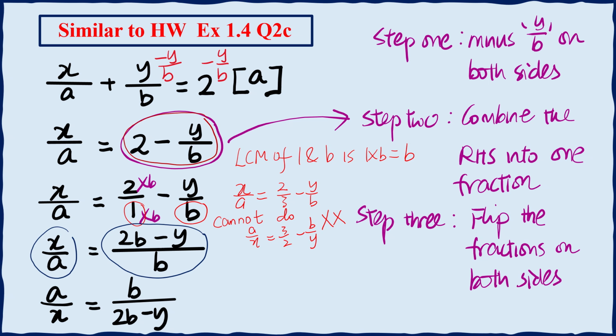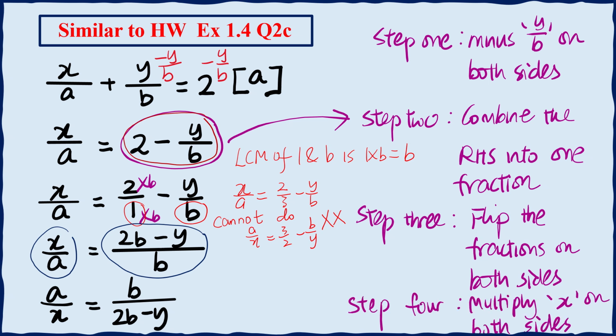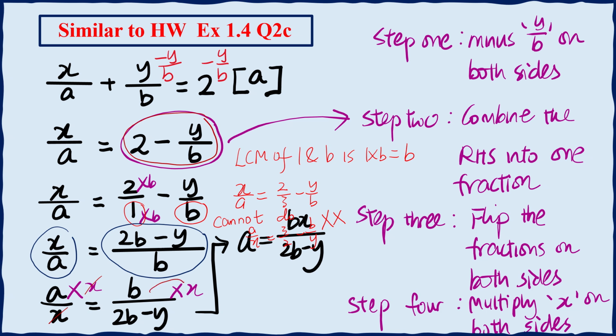Now the next step is I need to make a the subject, which means I need to get rid of my x here. So I'm going to multiply x on both sides of the equation, and therefore this and this go off. So that gives us a equals mb times x, meaning bx over 2b minus y.